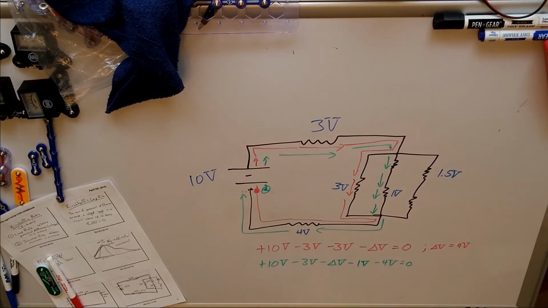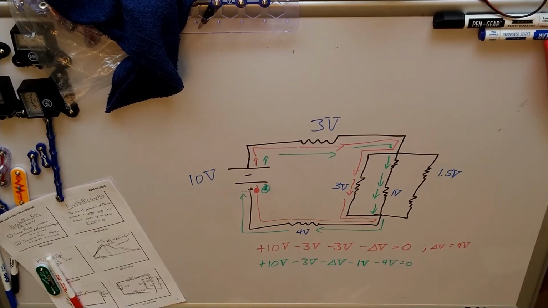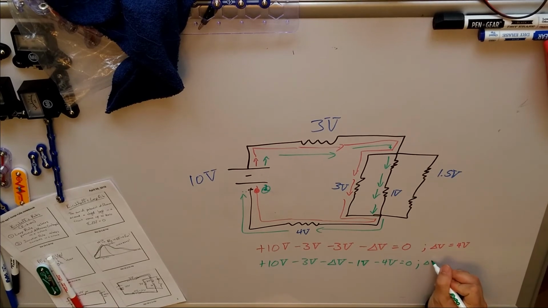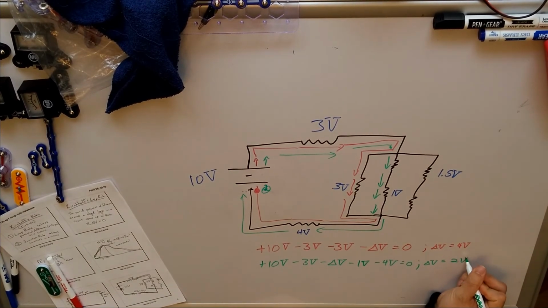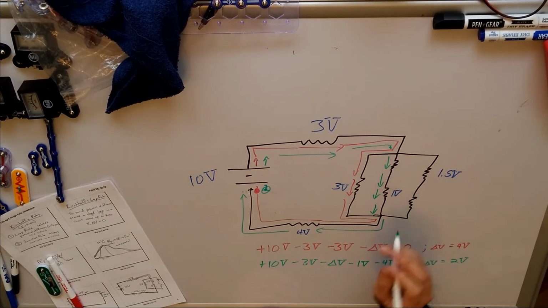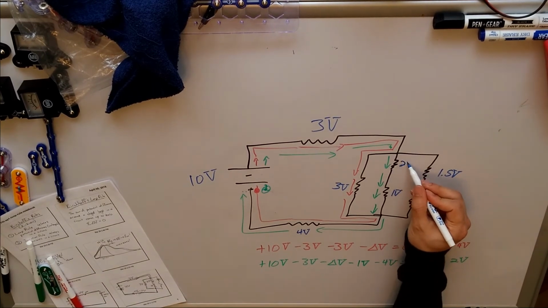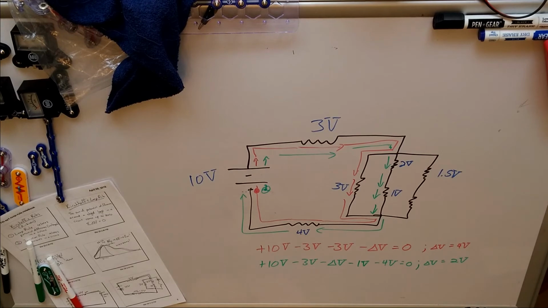This is now a closed loop in green, which means when I add up all of the potentials, they must come up to 0. 10 minus 3, great, that's 7, minus 1, that's 6, minus 4. That means that delta V of this unknown resistor must be 2 volts. I'm going to write that in, 2 volts. This is how you do it. And one thing that I want to emphasize, because you've heard me say it a lot, it must be on a closed loop. We're going to find, and in fact, let's go ahead and do this last one here.